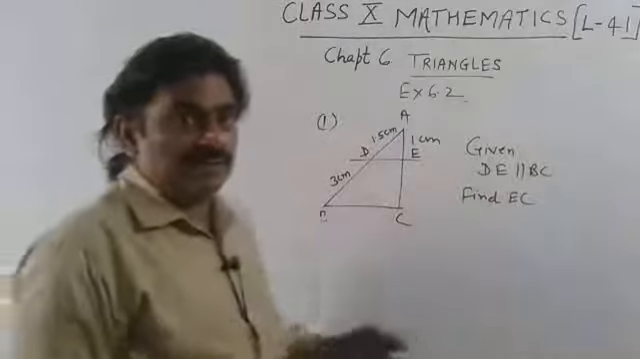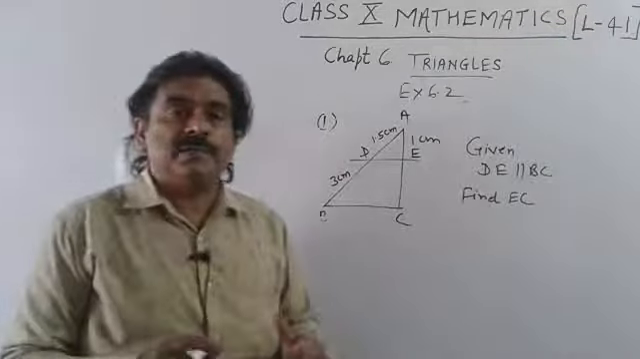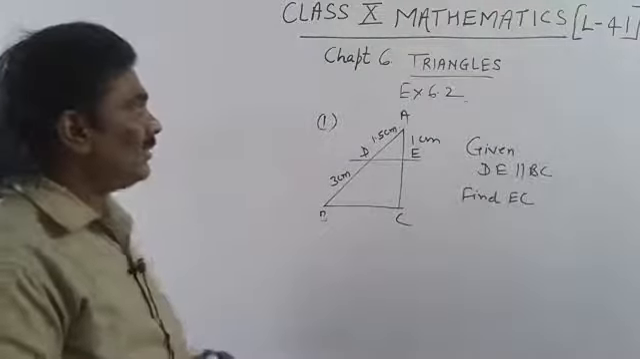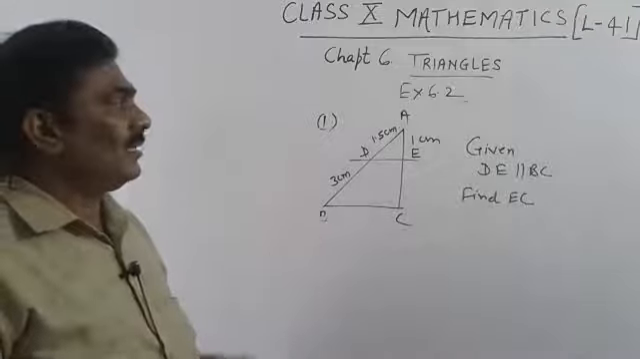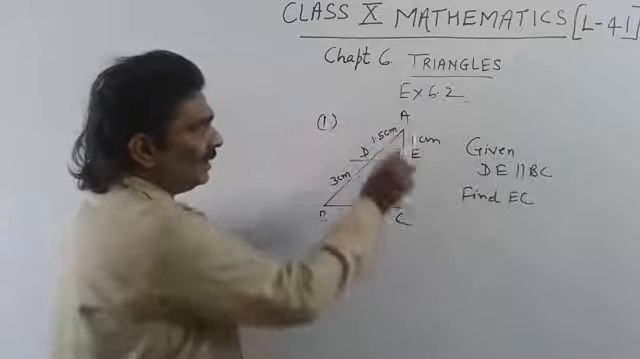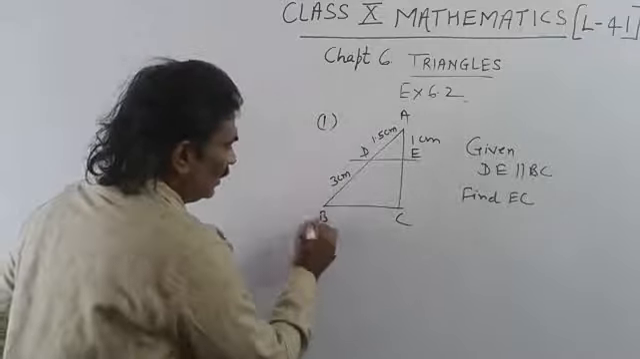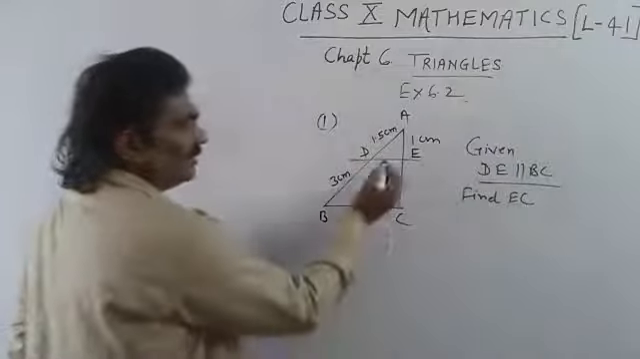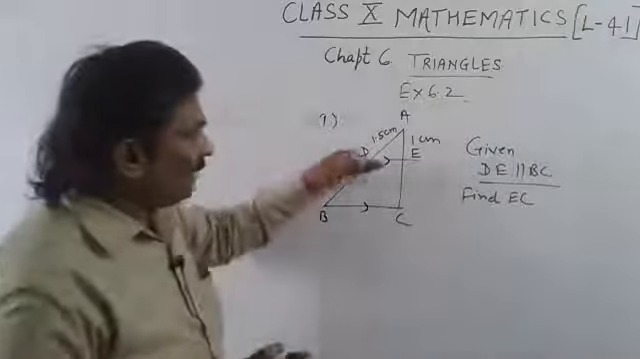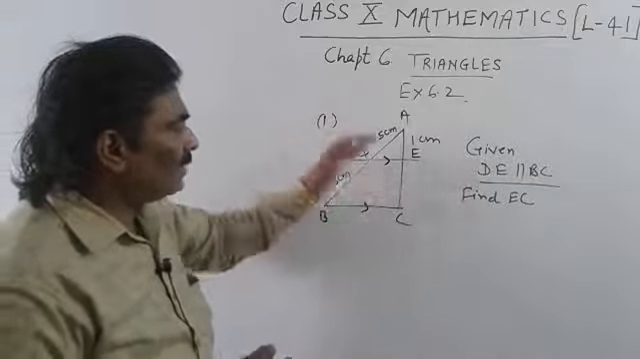Students, here we have the first question of 6.2, and after solving some questions we will describe in detail Thales theorem and its application in different ways. But here we want to solve the first question, which is based on Thales theorem. See here, ABC is a triangle and measurements are given: AE is 1 centimeter, DE is 1.5 centimeter, and DB is 3 centimeter, and it is given that DE is parallel to BC. Students, in a triangle, if any line is parallel to any one side of the triangle, then by Thales theorem the line divides the other two sides in the same ratio.